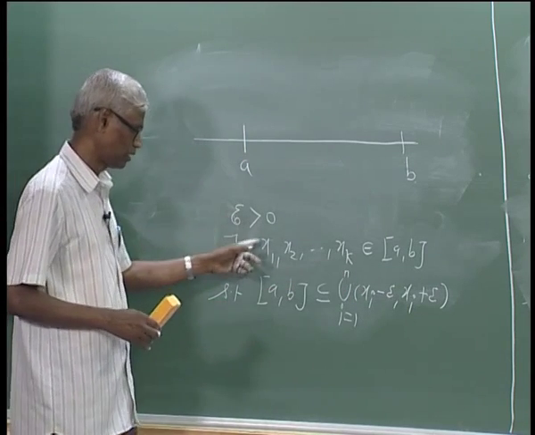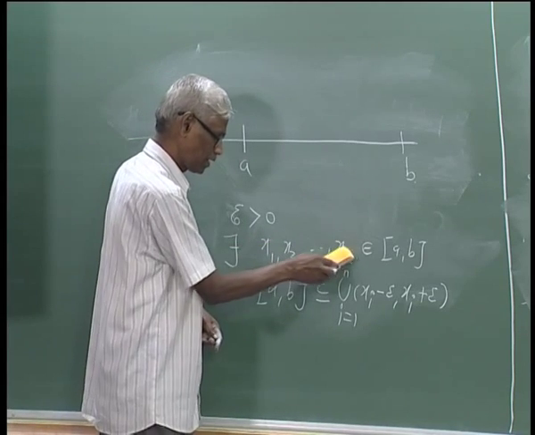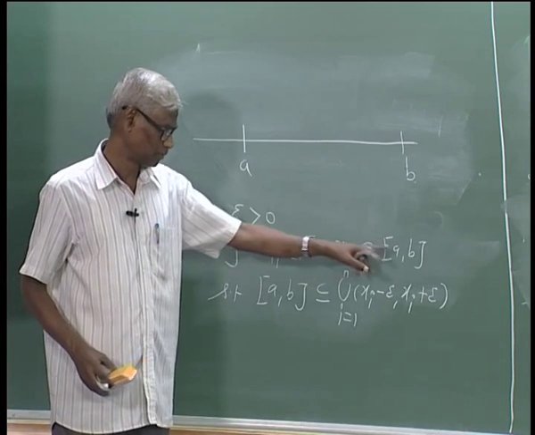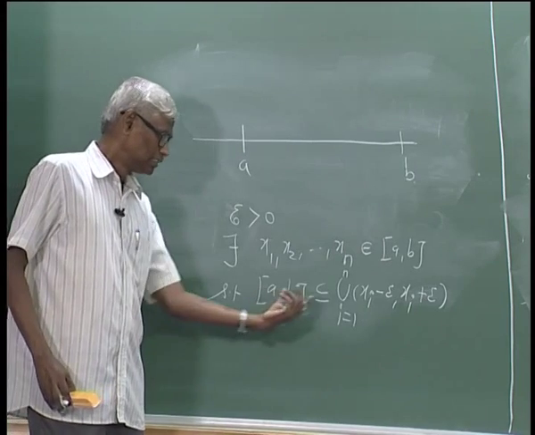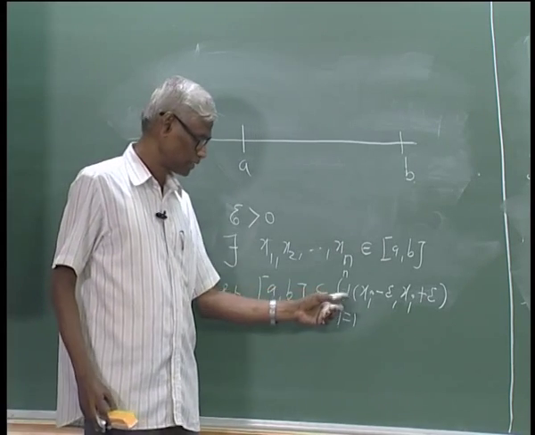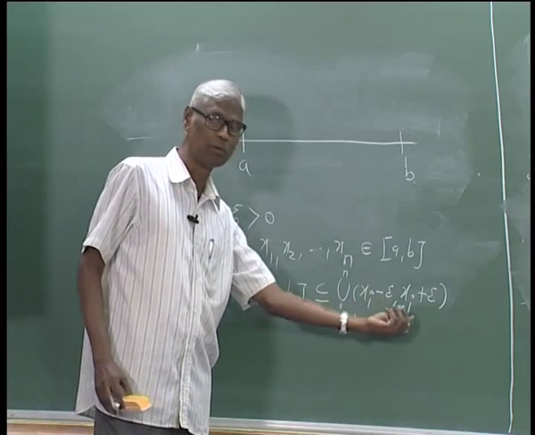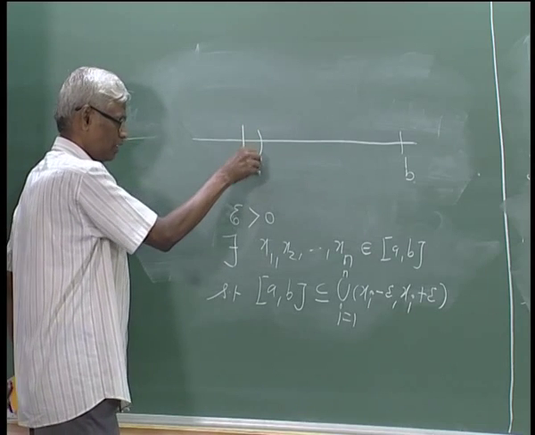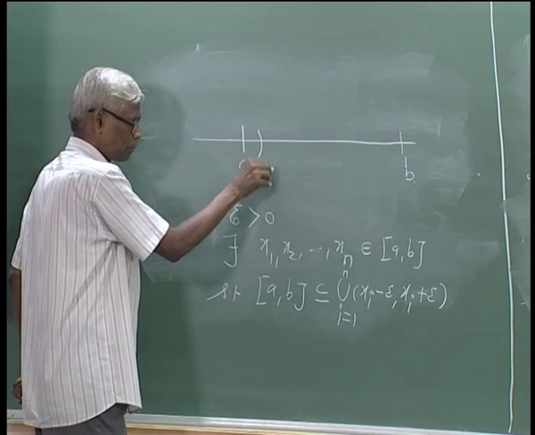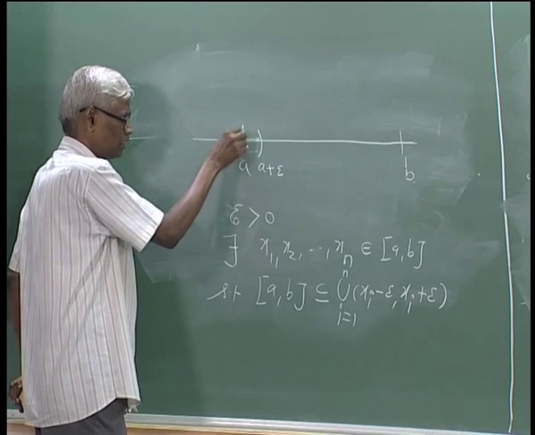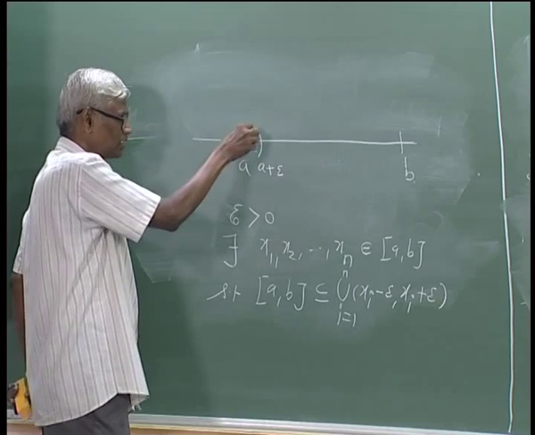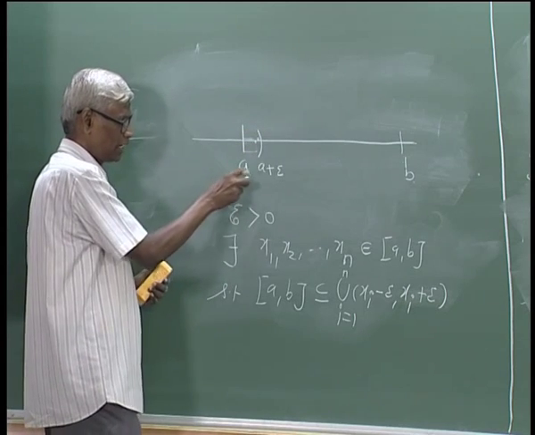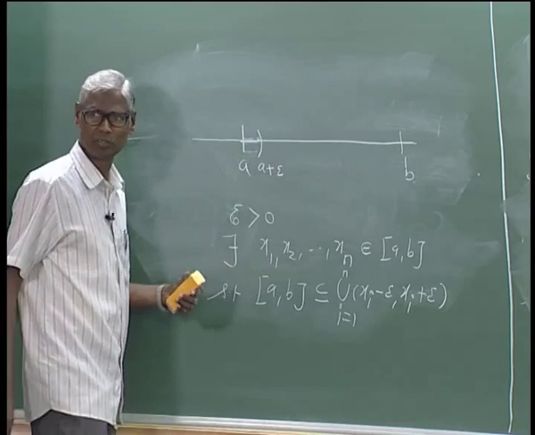That means, for a given epsilon, we can find finitely many members x1, x2, ..., xn from that set such that this closed interval [A, B] is covered by these finitely many neighborhoods of xi. So if we start with epsilon, then go to A plus epsilon, this will cover the portion from A to A plus epsilon. So the closed interval from A to A plus epsilon, this interval we are able to cover.